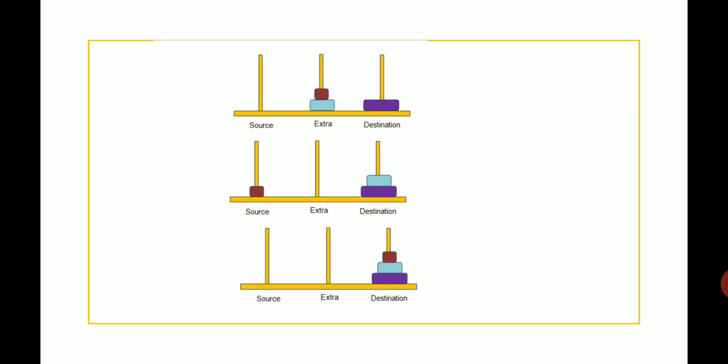So what you get is the purple one at the bottom, blue upon it, and the maroon one can be directly placed at the top of the blue one, and this way we are able to move all the discs from the source to the destination by placing the biggest disc at the bottom and the smallest disc at the top. So this puzzle is called as Tower of Hanoi.